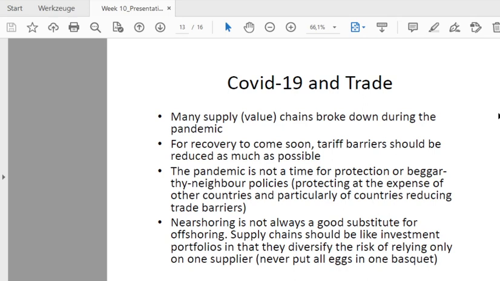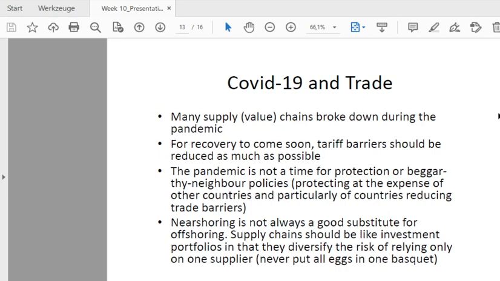Some of the firms in countries that relied heavily on offshoring have started to switch to nearshoring. And nearshoring is something that on a transitory basis could be helpful, but it's not necessarily the best choice in the long run. So supply chains have to be constructed in a new way.